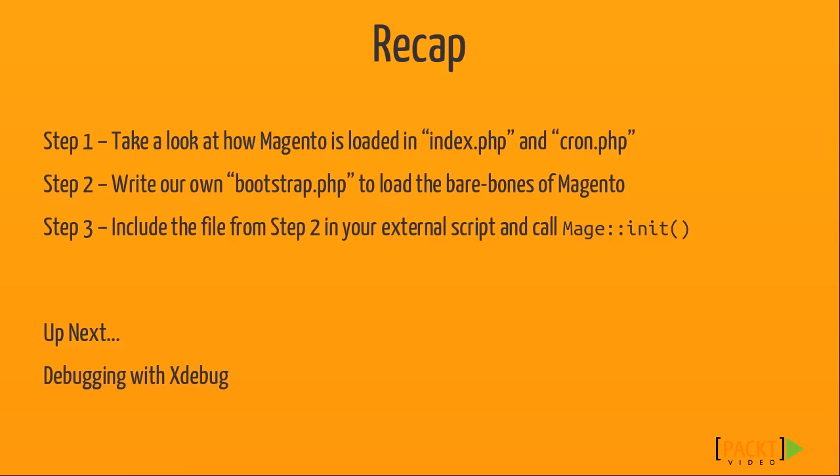So let's recap. First, we took a look at how Magento loads itself in its own index.php and cron.php file. Then we wrote our own bootstrap.php file in the Magento root, which loads the bare bones of a Magento application. Finally, in order to load Magento in our external script, we need to include our bootstrap file and then make a call to the Mage init function. This is going to give us access to our store.